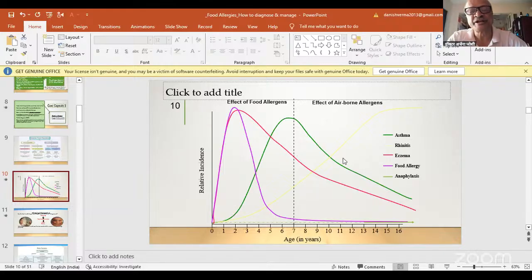Suppose this is 100, so if there are 100 people at 7 years, there will be 50 people having asthma at 13 years. Is it? I would say so. Probably you see more asthmatics than I do.